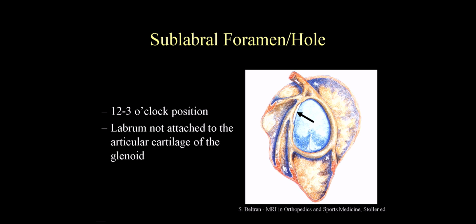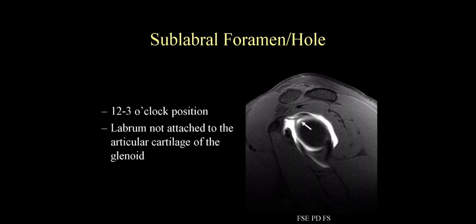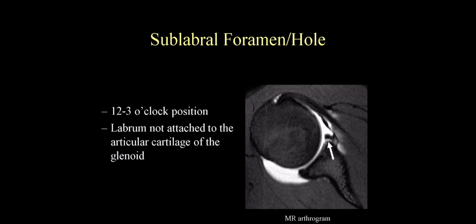You should be very cautious if you're ever going to call any pathology in this location, because most often it's going to be a normal variant. Okay, so this is what it's going to look like on an MRI on a sagittal view. You can see that there's contrast on this image going underneath it. So it's completely non-attached, and this is what we call a foramen.